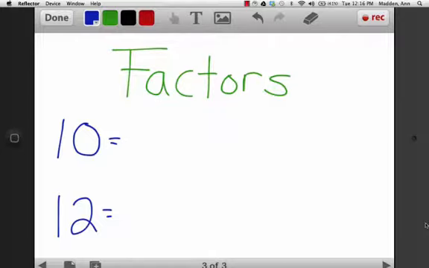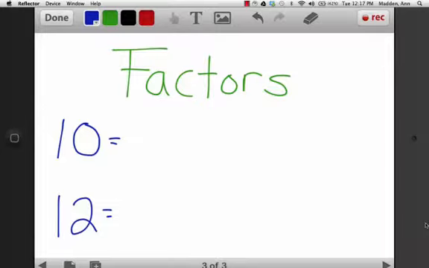First, let's talk about what a factor actually is. A factor of a number is, for example, what is 10 divided by in order to get the answer 10 with no remainders. Or I could also think about it as what times what equals 10, because remember, multiplication and division are the inverse operation of each other. I like to think about it as multiplication because it's easier for me, but you could do division.